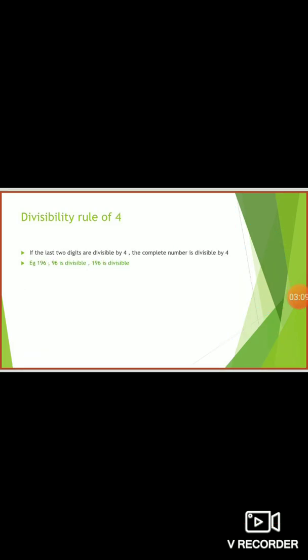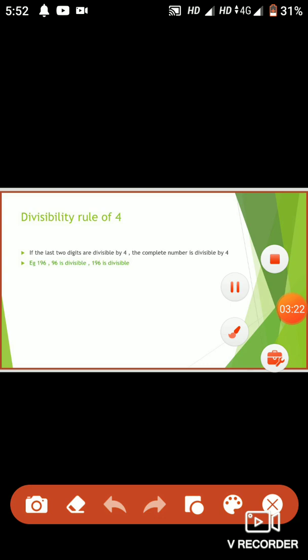Now, the divisibility rule of 4 says that if the last two digits are divisible by 4, then the complete number is divisible by 4. That means the tens and the ones. Like in the divisibility rule of 2, the number at the ones place should be even. Similarly, the divisibility rule of 4 says that the last two digits, that means the tens and the ones, if divisible by 4, then the complete number will be divisible by 4.